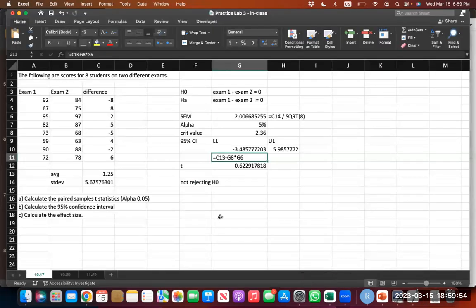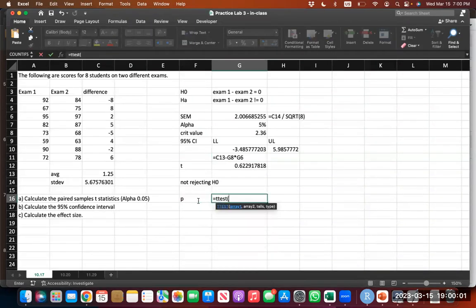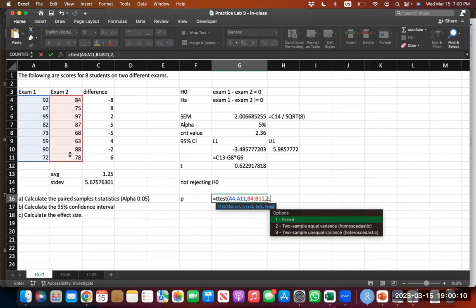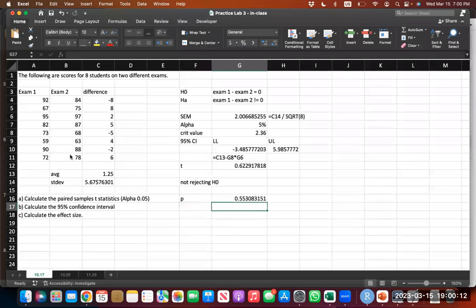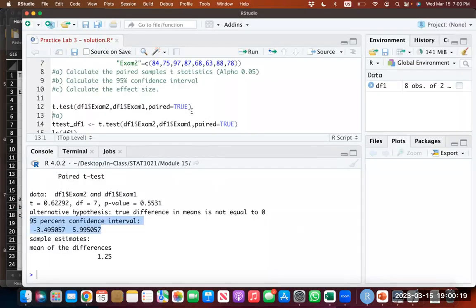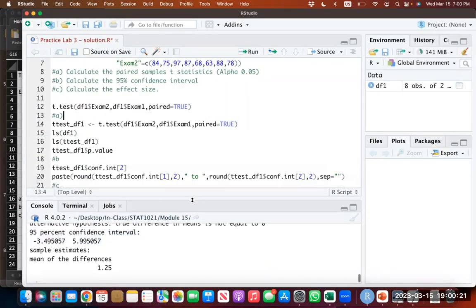If we go back to Excel and want to calculate the p-value, we would do T.TEST of array 1, array 2, two tails, and paired, and we get the same result, 0.5531. Same concept, different approach, different method, different tool. It's the same computation, different tool.